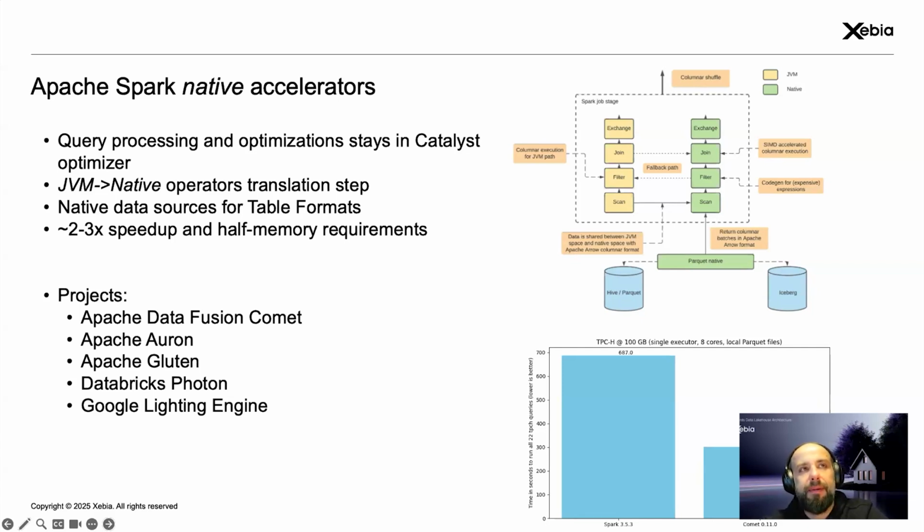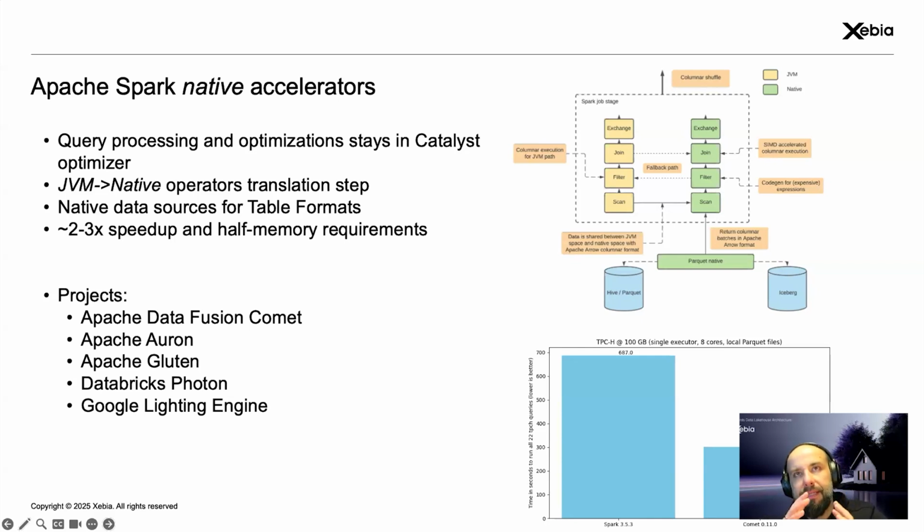But if there is everything implemented in native, then the core query can be processed on the native part. So native meaning, of course, written in Rust or in C++. And by doing so, we can achieve two things. So first of all, according to benchmarks from different projects, we can expect like a 2 to 3 times speed up over the pure JVM execution. And the other benefit of using these native accelerators is that in most of the cases, we can cut the memory requirements by half.